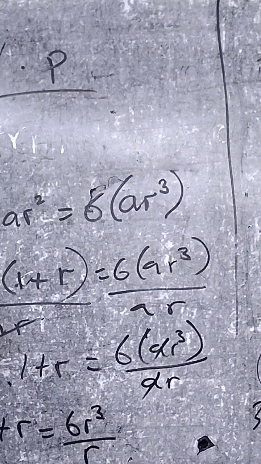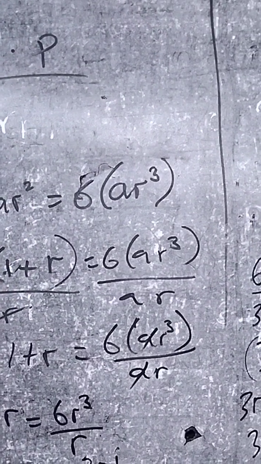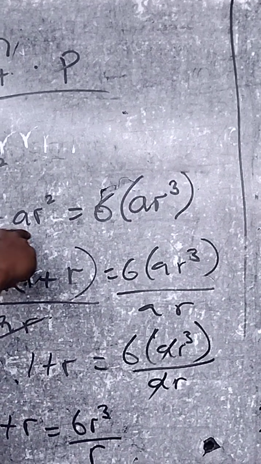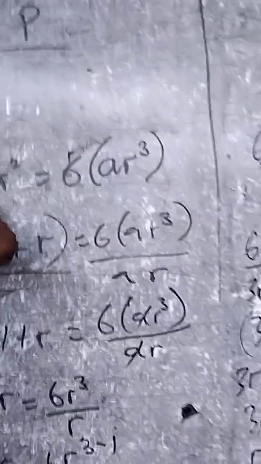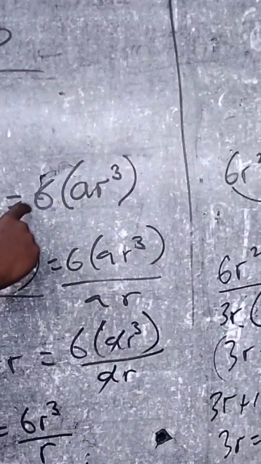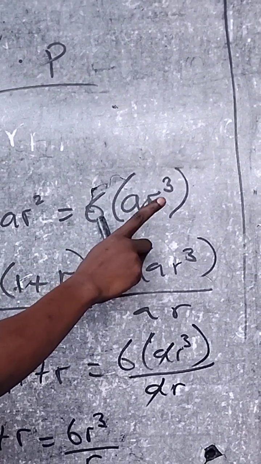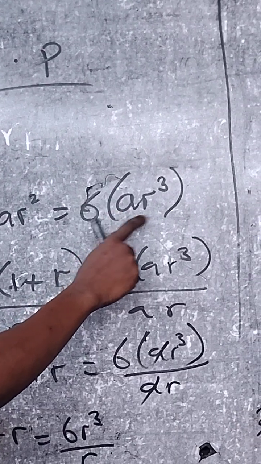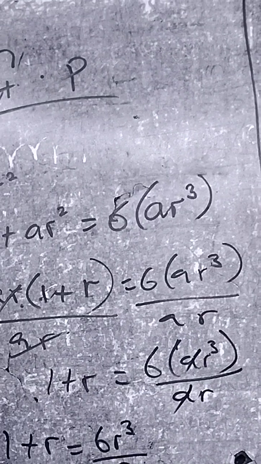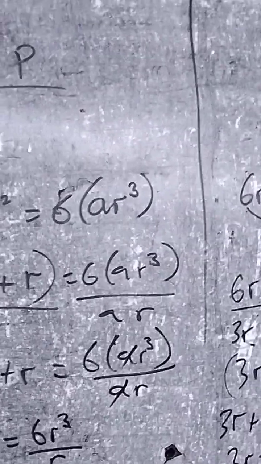The sum of the second and third term of a GP. The second term of a GP is AR, the first term is A, and the third term is AR square. When you add the two together, it's equal to 6 times the fourth term. Is that correct in your question? Yes, it's the fourth term. So the fourth term is AR raised to power 3, or AR cube.